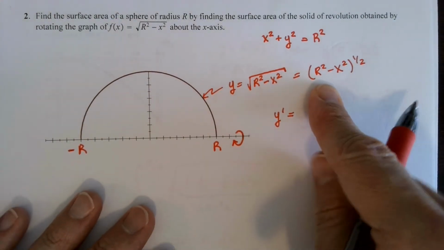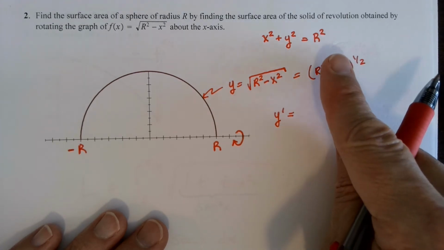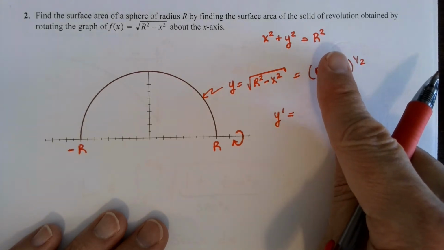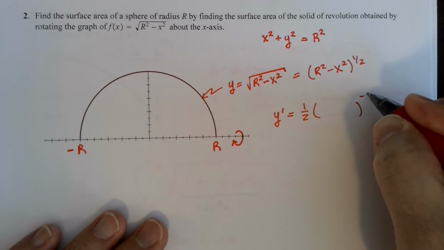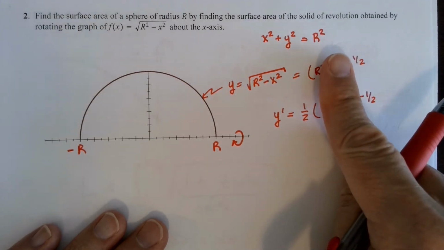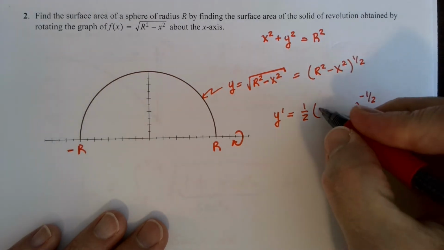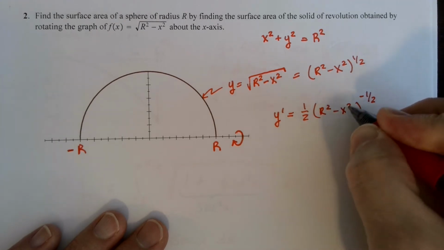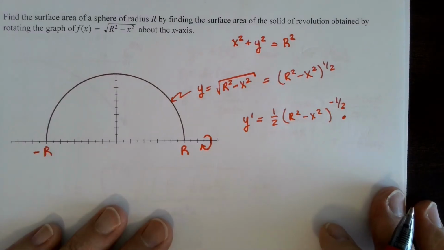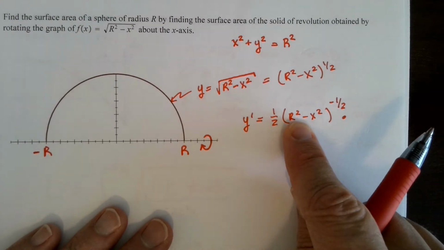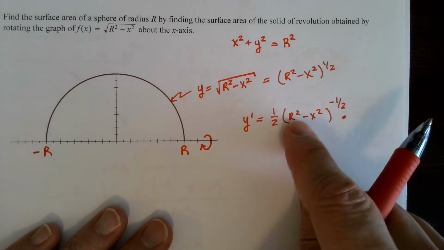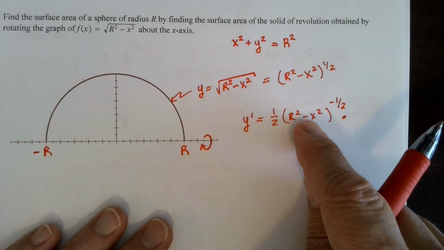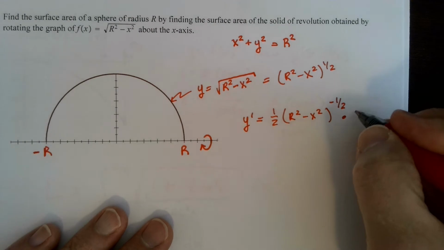Remember, capital R is a constant, but I do have a chain rule here. I've got u to the 1/2 power. That's the outer function. So the derivative of u to the 1/2 is 1/2 u to the what? Subtract 1 from 1/2, negative 1/2. And what is u? U is capital R squared minus x squared. But then I need to multiply it by the derivative of the inner function. So what is the derivative of r squared minus x squared? R is a constant, remember, so r squared is a constant. The derivative of any constant is 0. Derivative of negative x squared is what? Negative 2x.